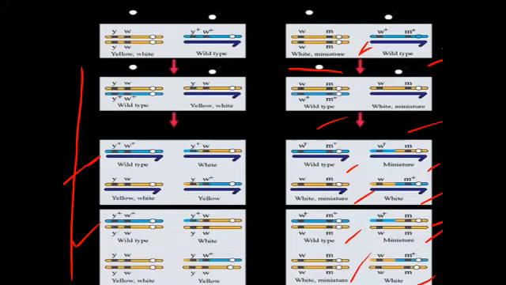But in cross B, the recombination rate is more, so the linkage between the two genes is less, that is, the eye color gene and the wing size gene. The linkage between these two genes is very less.